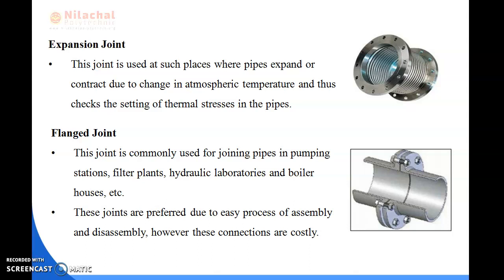Okay, the third one is the flanged joint. You can see here the images of the flanged joint. This joint is commonly used for joining the pipes in pumping stations, filter plants, hydraulic laboratories and boiler houses. These flanged joints are preferred due to the easy process of assembly and disassembly. However, these connections are costly.